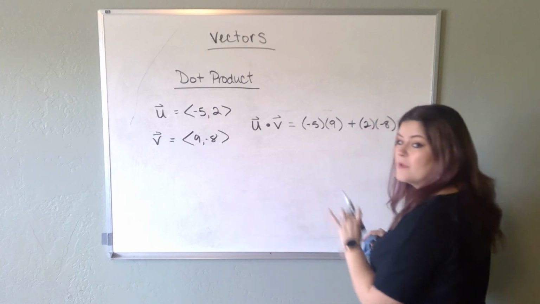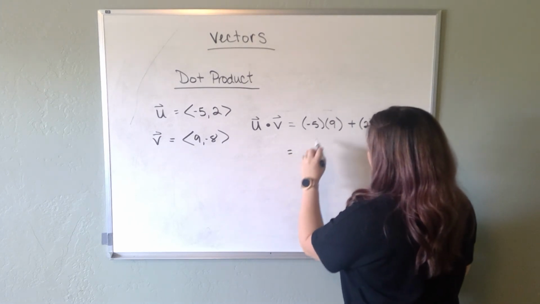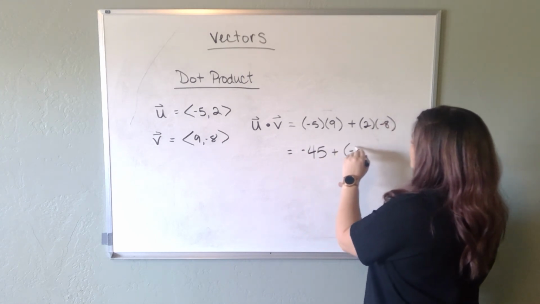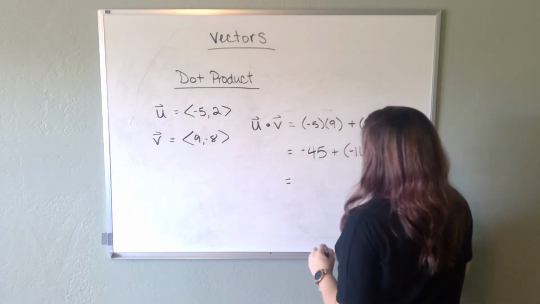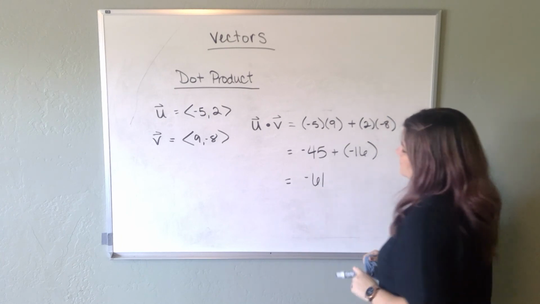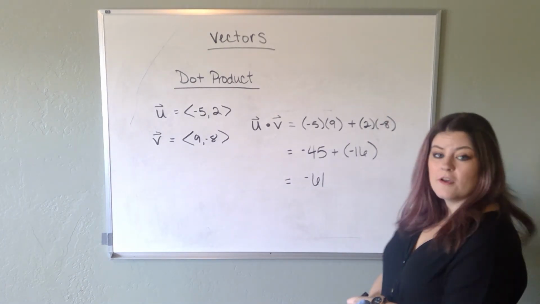So you do multiply them separately. Just make sure you do add the two values you get at the end. So this is -45 plus -16. Add them together and get -61. And there's our dot product.